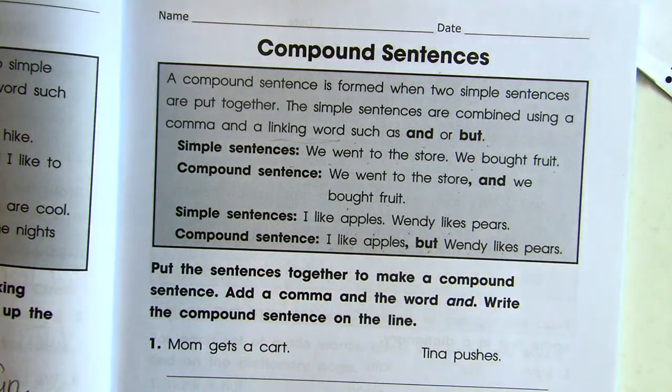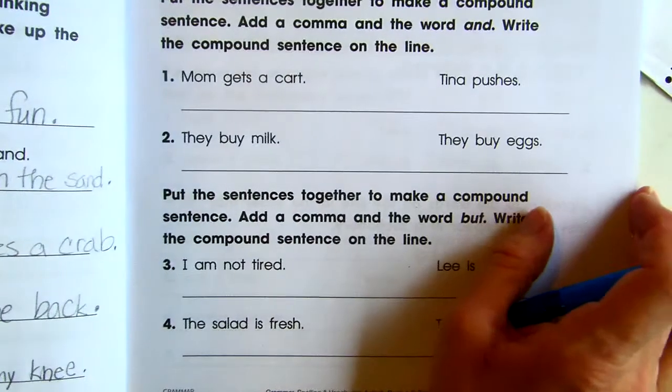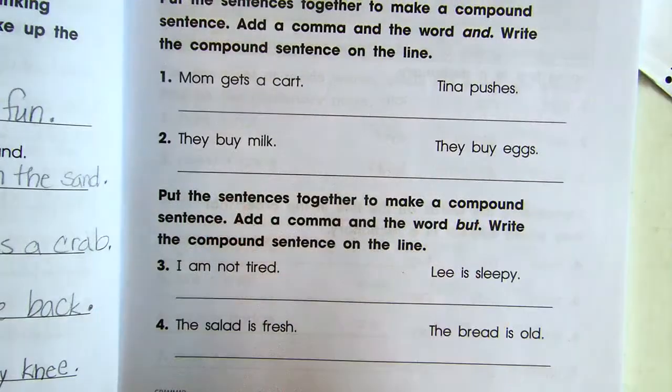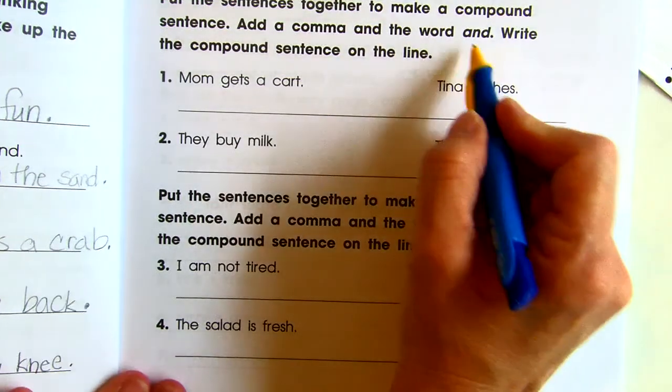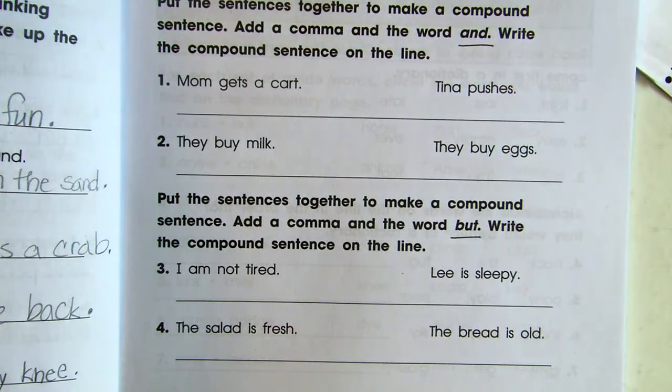Now, on this page, we are going to take the two simple sentences and make the compound sentence. They're telling us which word to use. In the top two, we're going to use the word and, and in the bottom two, we're going to use the word but. Sometimes it's a little bit difficult to know which one to use. And in some circumstances, you could use either one. It just depends on how it sounds to you, if it's giving the message that you want to send.